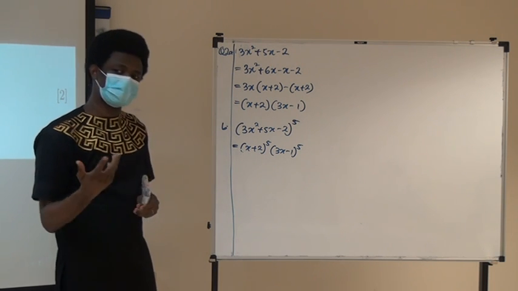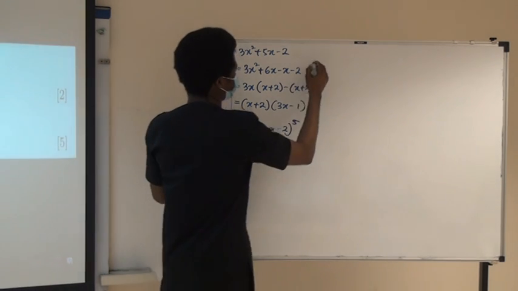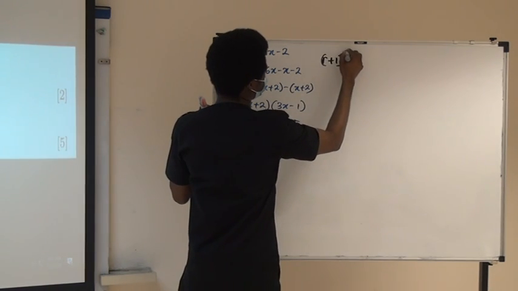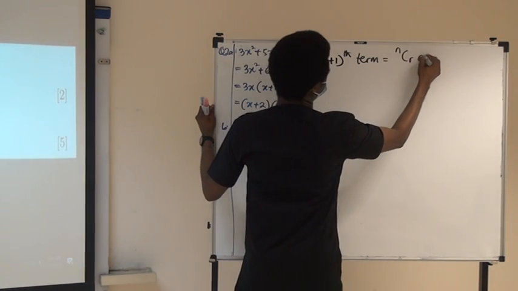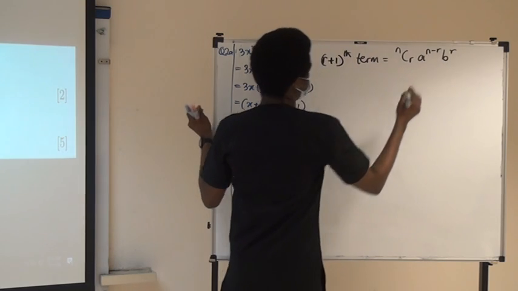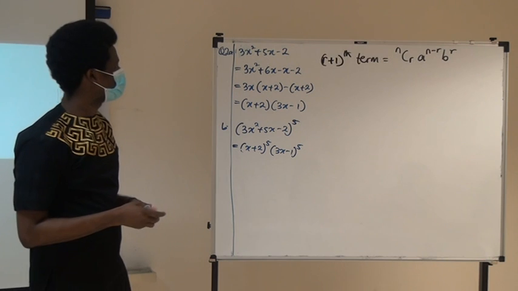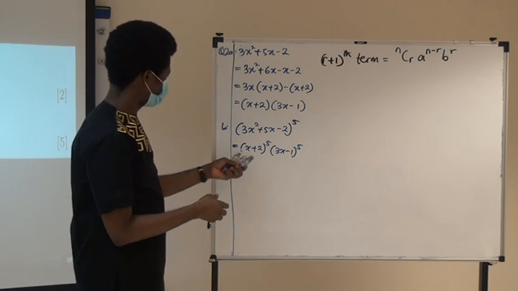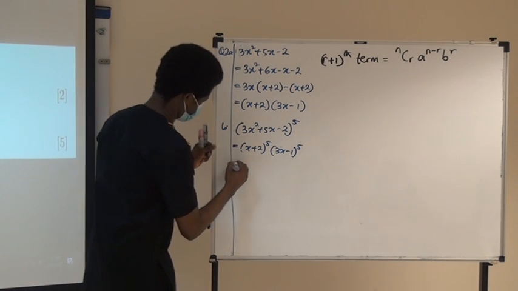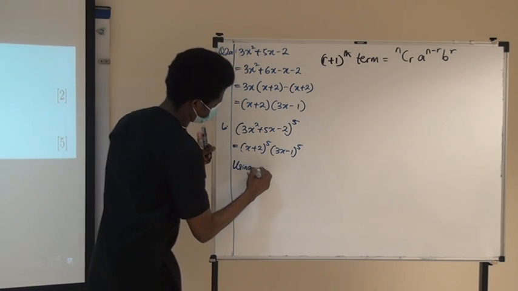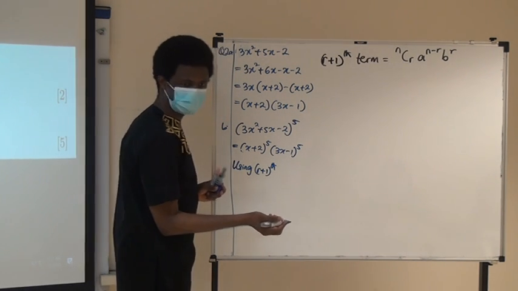Otherwise, you can use your r plus 1 term. Remember, we did the r plus 1 term a while ago. The r plus 1 term is n combination r, a raised to the power n minus r, b raised to the power r. Agree? Remember this? So we can use that. So with that, for the first one, using the r plus 1 term, or general term, we also call it the general term, right?